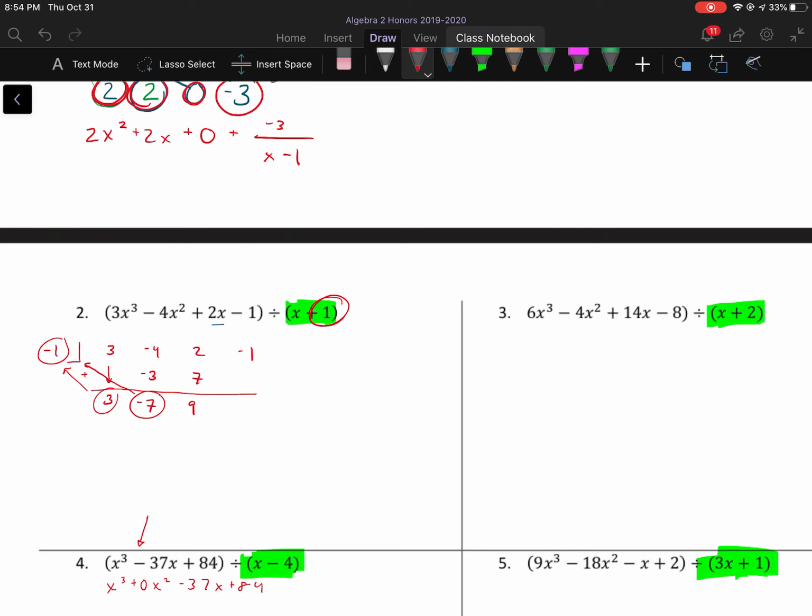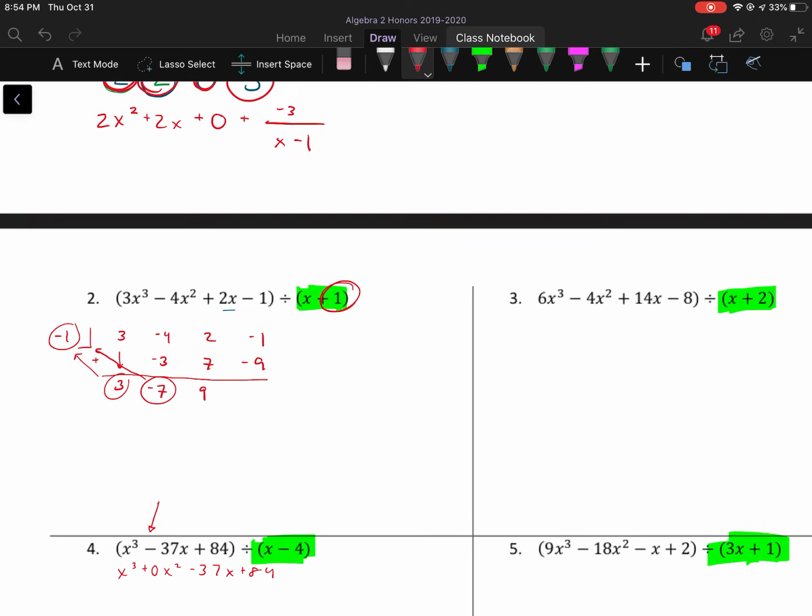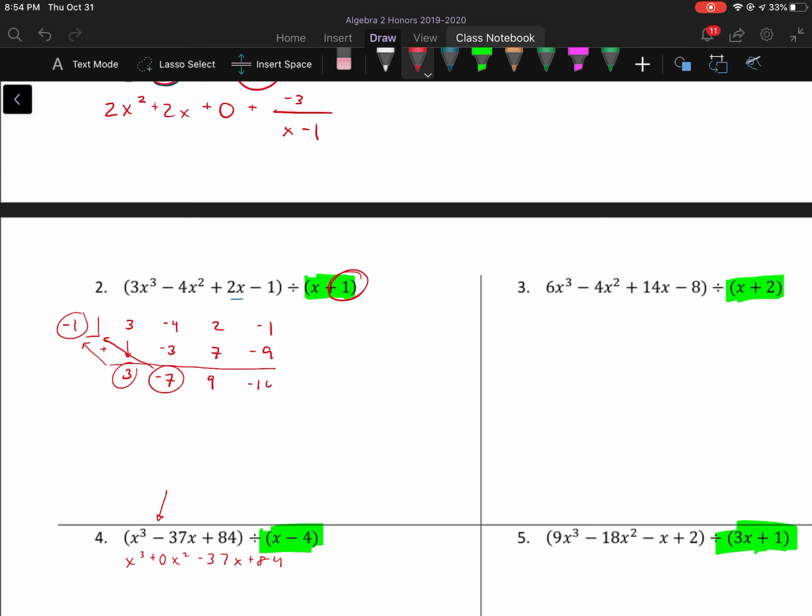Take the 9, multiply by the negative 1 over here again. That gets me negative 9. Negative 1 and negative 9 gives me negative 10. You're done with your synthetic division. You just got to throw out your final answer.